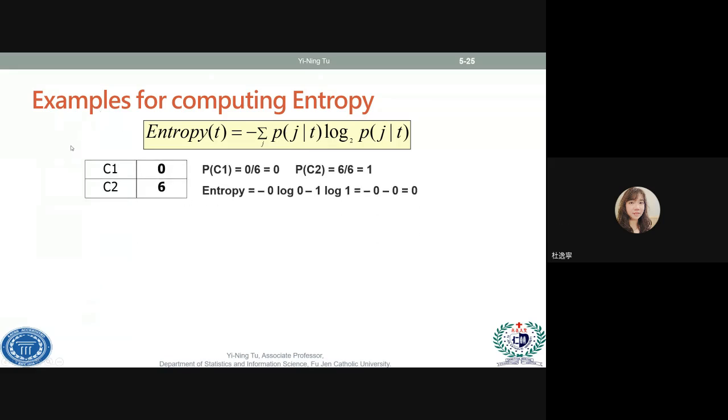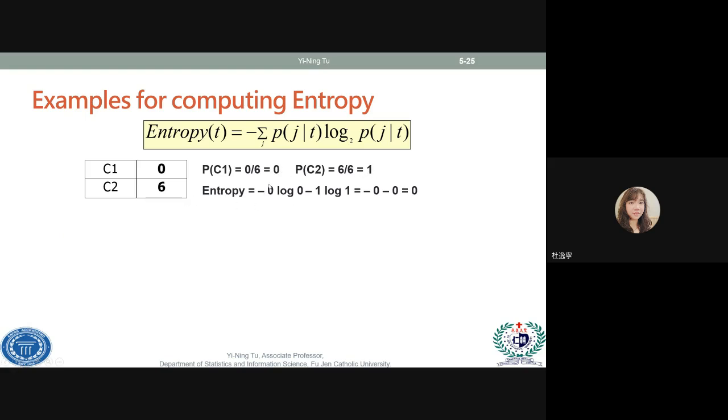For example, there are two classes. One is C1 and it has 0 records. C2 has 6. So we will compute each probability first. So this is the first, 0, the other one is 1. So how to compute entropy?